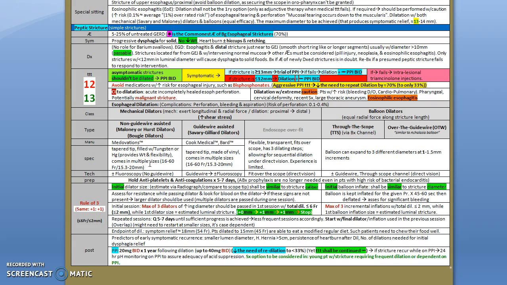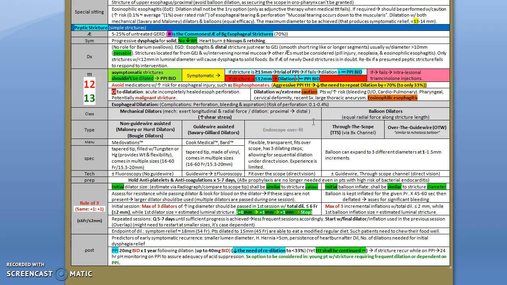The bougie are tapered tip that is filled with tungsten or mercury, and they are in different calibers. The Savary dilators are a form of vinyl and have a tapered end and come in different calibers, and need pre-warming before being used for dilation. The difference between the bougie and the Savary is that the bougie dilators are non-guide wired. You might use a fluoroscopy with that or not. The Savary is guide wired, and you might use a fluoroscopy with that.